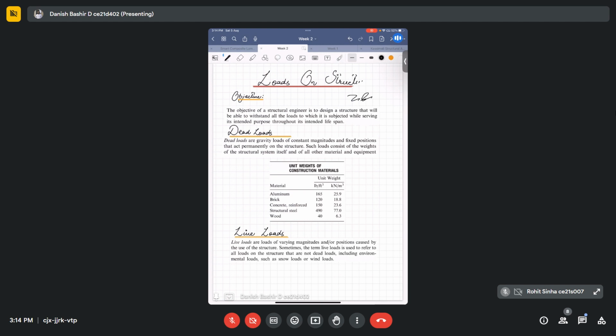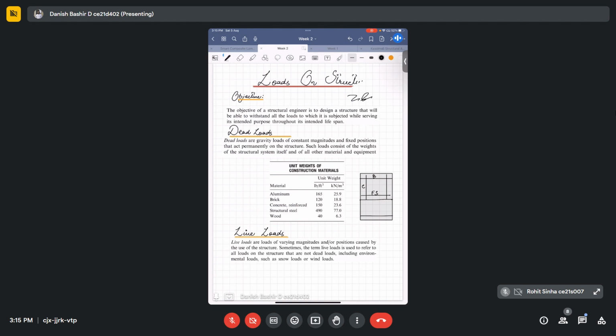Dead loads are only those loads which are because of the self weight of a structure or a structural system and other materials that are permanently attached to a structure. For example, we have a building like this. All the structural members of this building, the self weight of these members constitute the dead load of this structure, be it beams, columns, or floor systems.